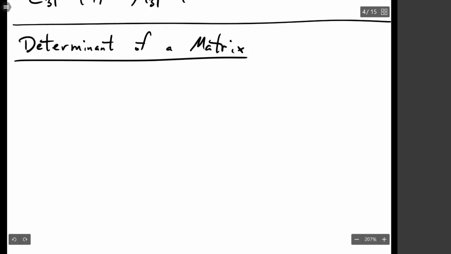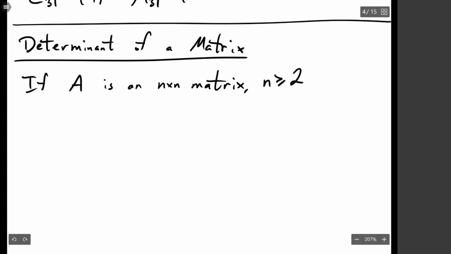Okay, so if A is an n by n matrix, right? N here needs to be greater than or equal to 2. Otherwise, we can't really do this minor process, right? It doesn't make sense. So N has to be at least 2. Then we have a few ways we can actually expand out this determinant.